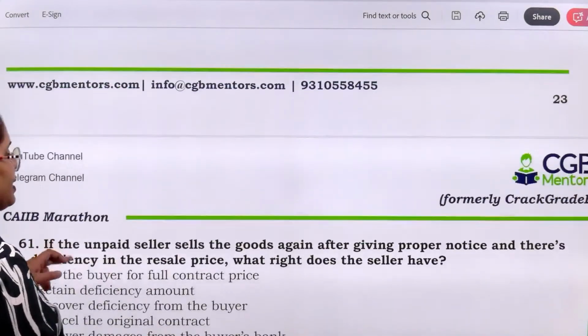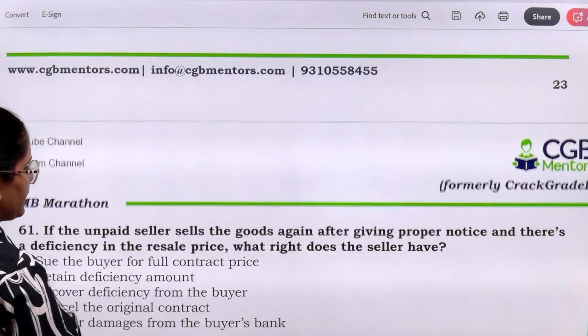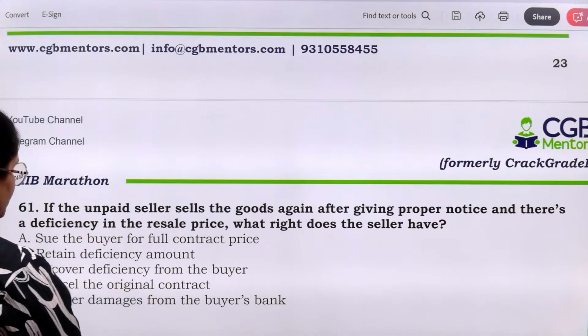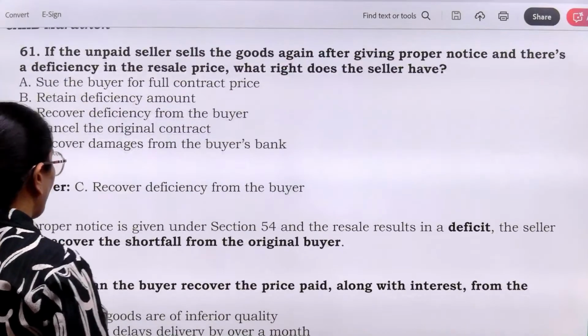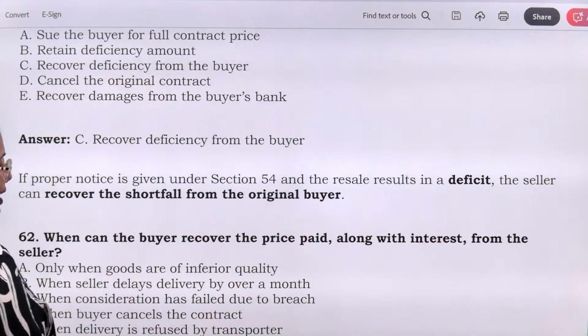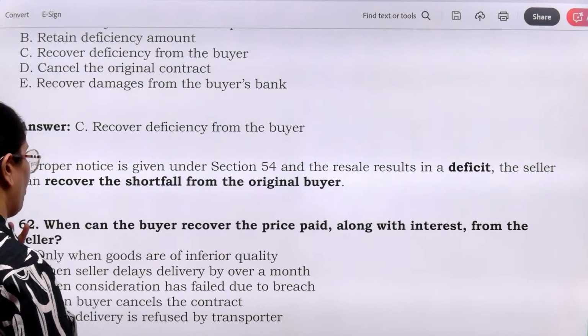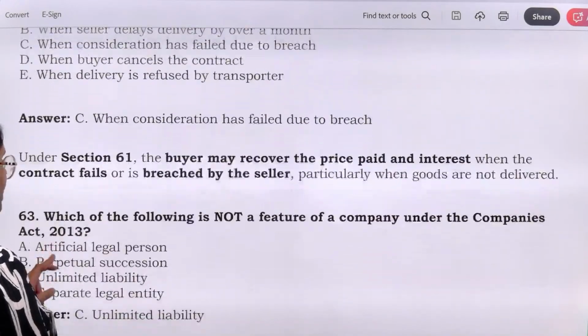Now, if the unpaid seller sells the goods again after giving proper notice and there is a deficiency in the resale price, what right does the seller have? So, the seller can recover the deficiency from the buyer. Now, when can a buyer recover the price paid along with the interest? So, when consideration has failed due to breach. In that case, the buyer can recover the price.